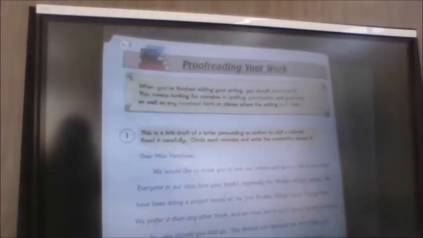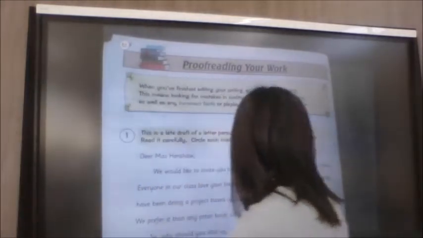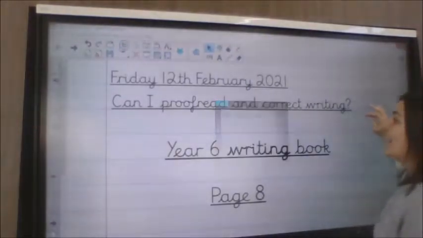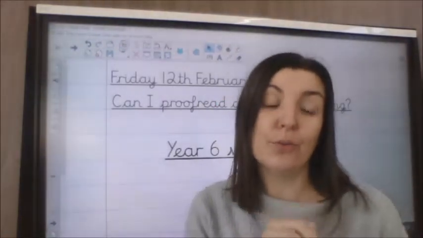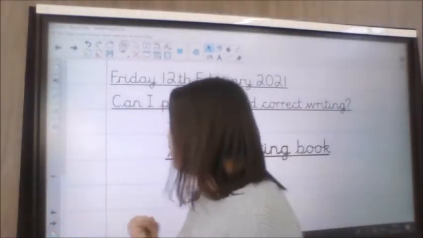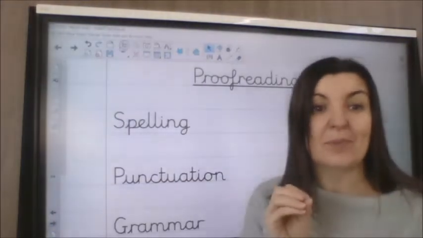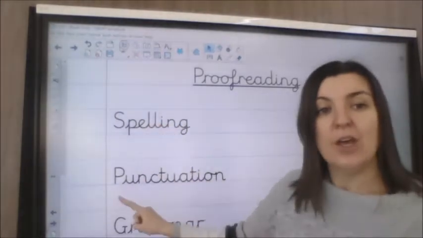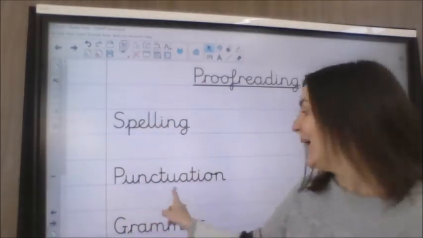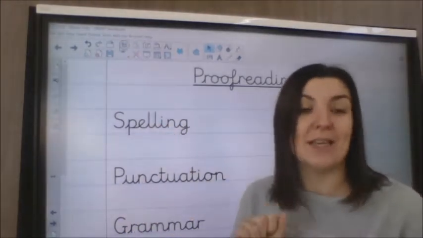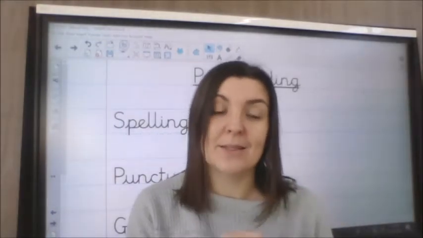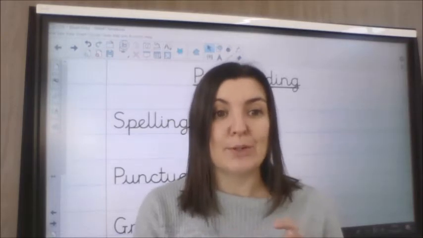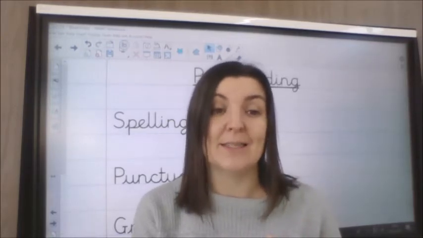So proofreading your work. After you've finished editing a piece of work, you then need to proofread it. Proofreading means looking for mistakes. So it's making sure that all of your spellings are correct, your punctuation is correct, and your grammar is correct, so your sentences all make sense. Proofreading is a really important part of the writing process, so we're going to be having a look at that today.